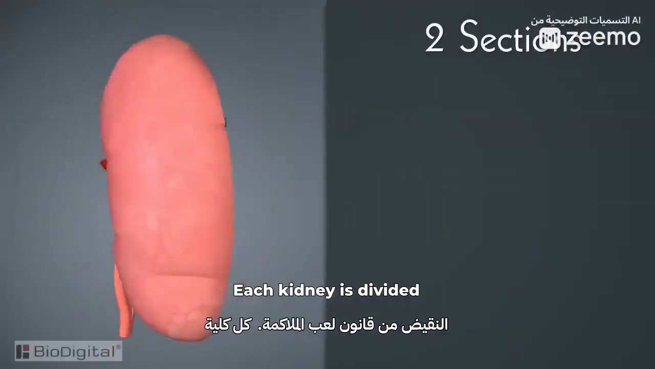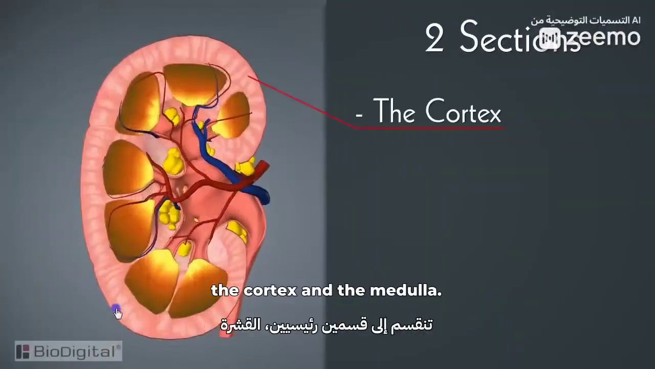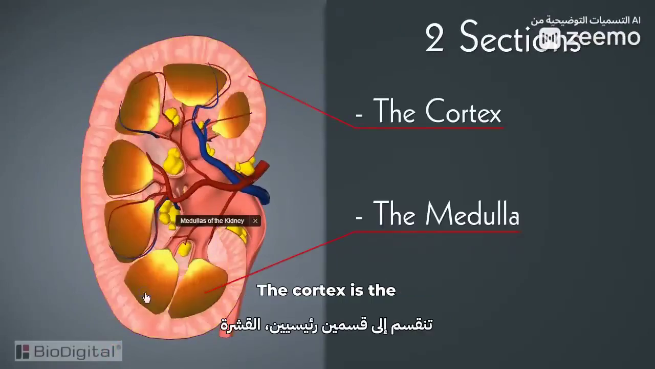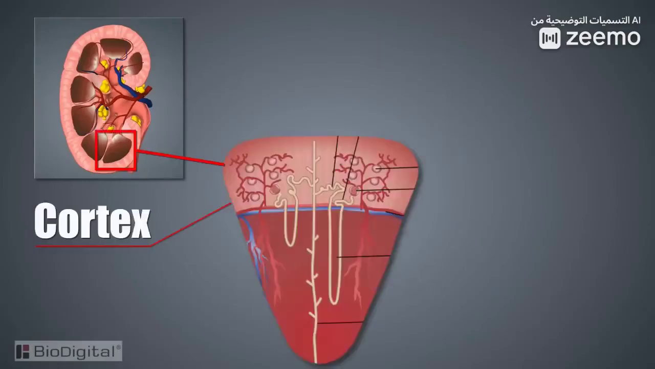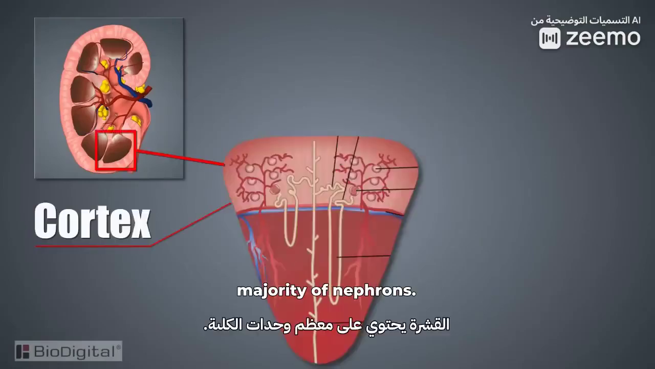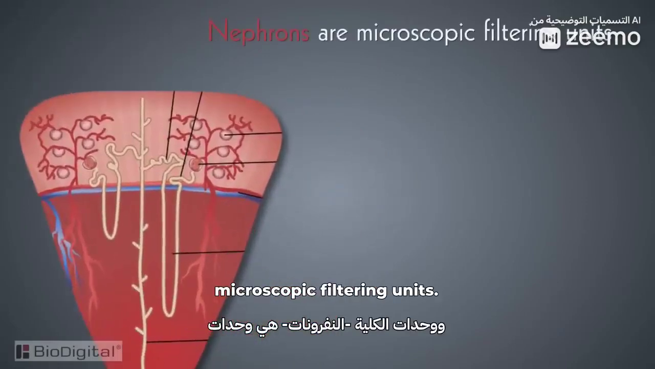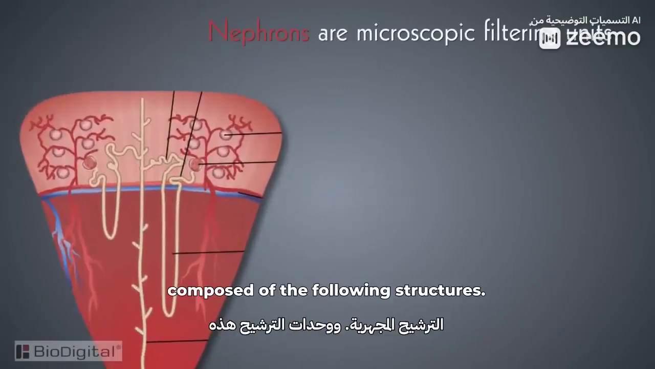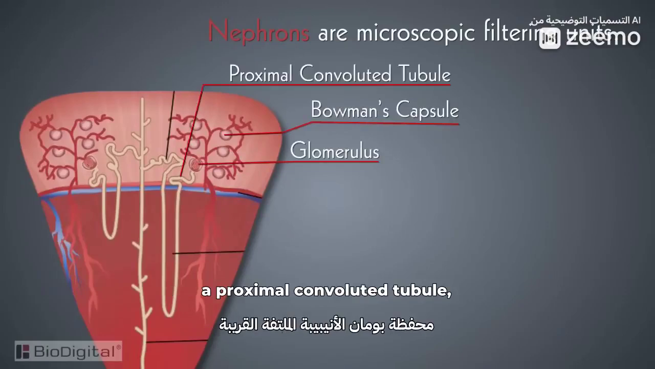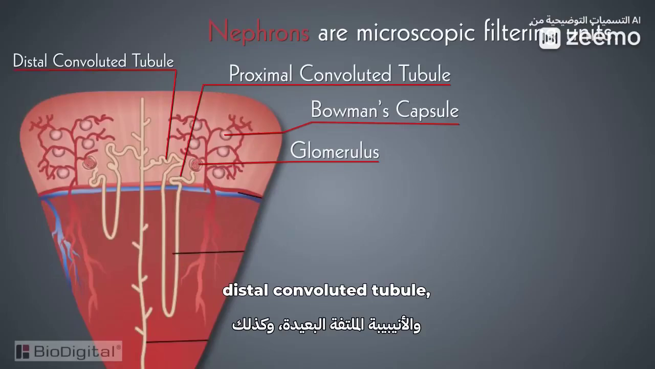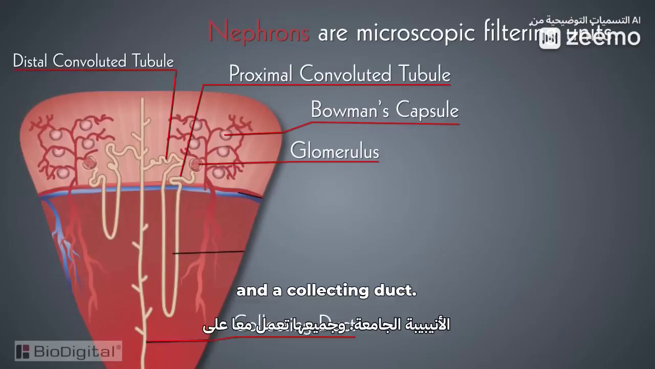Each kidney is divided into 2 main sections, the cortex and the medulla. The cortex is the outer section of the kidney. It contains the majority of nephrons. Nephrons are microscopic filtering units. These filtering units are composed of the following structures: a glomerulus, a Bowman's capsule, a proximal convoluted tubule, a distal convoluted tubule, and a collecting duct.